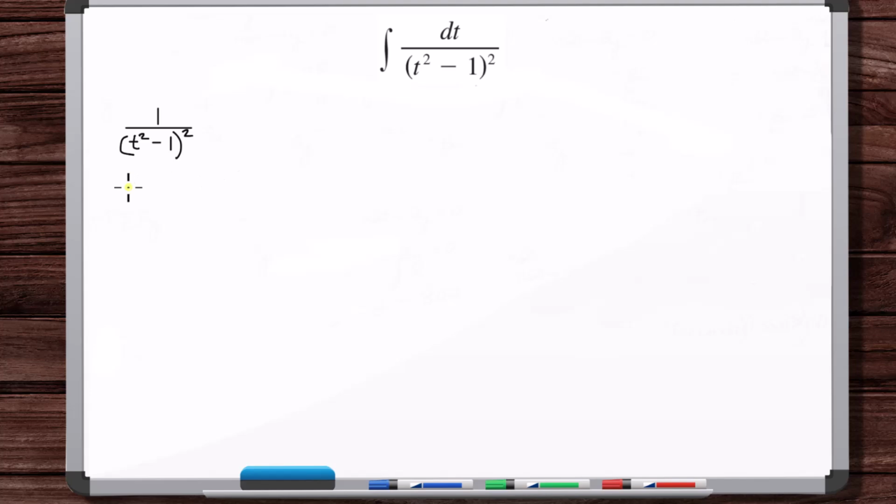From the quadratic formula, you do b squared minus 4ac. So we have b squared, b is 0, minus 4 times a times c. So this is 0 minus negative 4, so positive 4. If the discriminant is greater than or equal to 0, then you can factor it. And so we want to go ahead and do that. So t squared minus 1 is (t plus 1)(t minus 1).